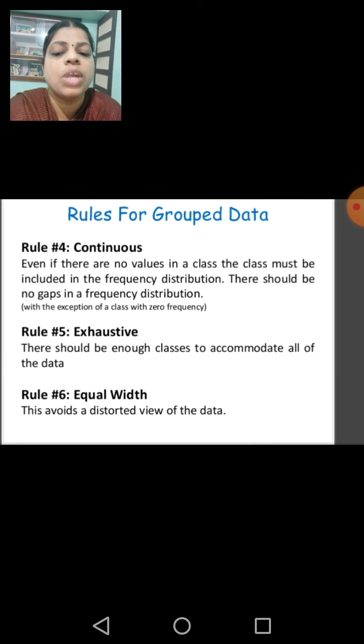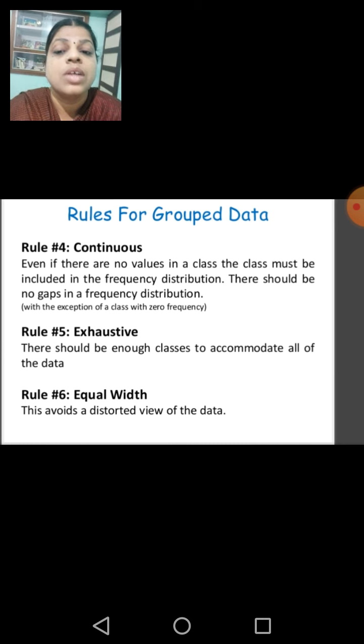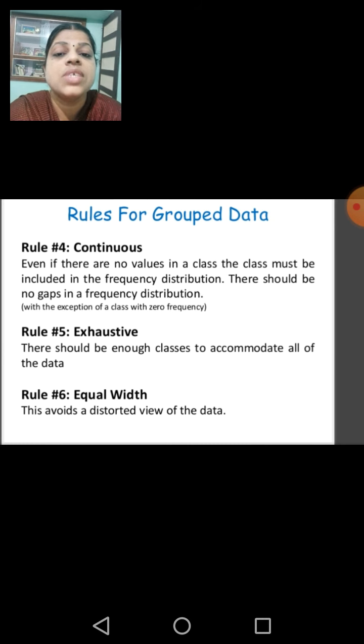And what is rule number 5? There should be enough classes to accommodate all of the data. So I told you, if the range is 1 to 100, enough classes should be there to include all of the values given in the raw data. That is rule number 5.